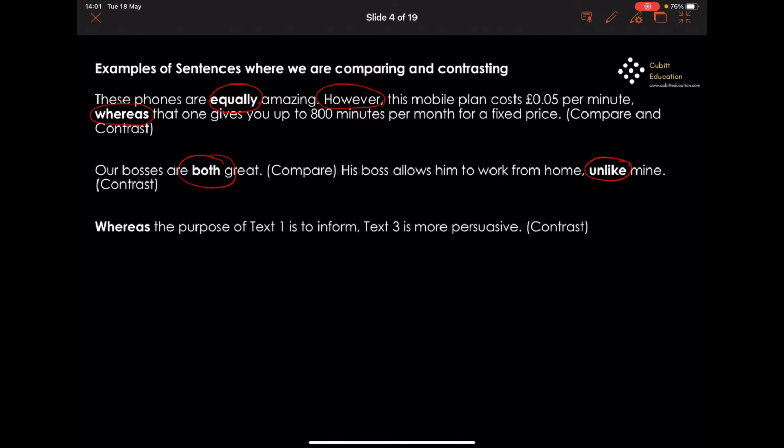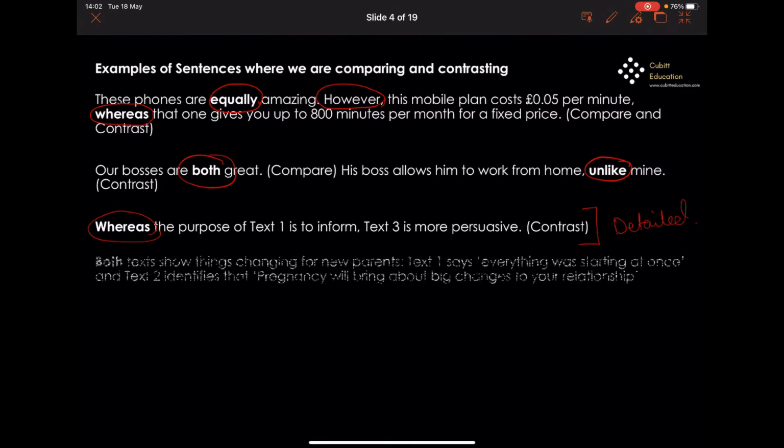Okay. Now, this one, which is a little bit like what you're going to have to write for GCSE, starts with the word whereas, so you know they're going to compare straight away. Whereas the purpose of text 1 is to inform, text 3 is more persuasive. Okay, that's a good sentence, but you're going to need to be a bit more detailed than that. Okay, and I'll show you some examples of that soon.